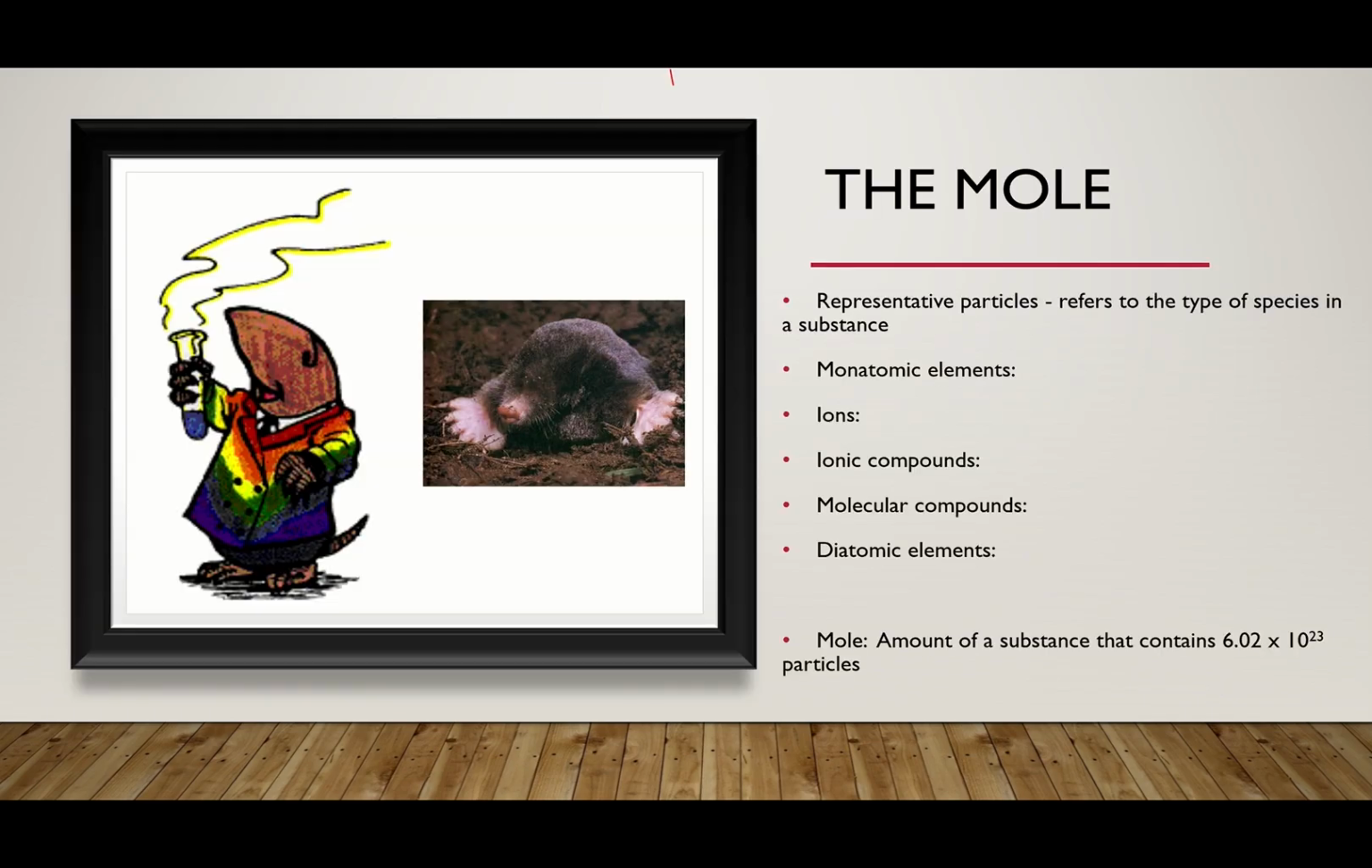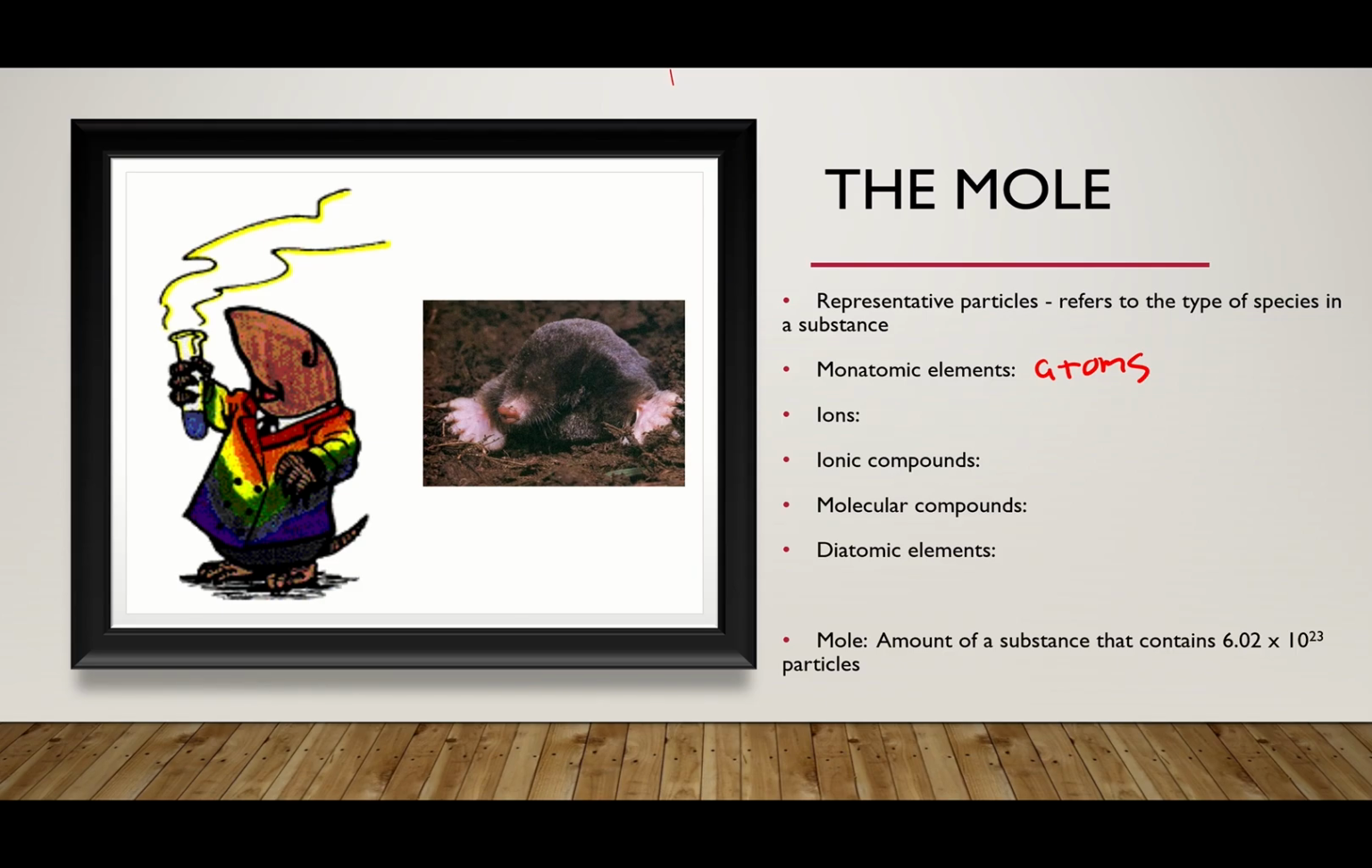Now the mole is a measure of the number of pieces or amount of each particle present within a sample. Now a representative particle would refer to the type of substance that we're working with, and depending on the substance we would just give it a different name for the type of particle that would represent it. So, for example, if we are dealing with monatomic elements, the representative particles for those are called atoms. So an atom would refer to the particle if we're just dealing with a singular particle of an element, so just one atom of an element.